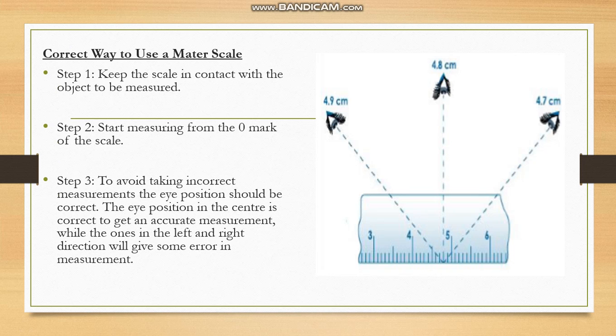What is the correct way to use a meter scale? Step 1: Keep the scale in contact with the object to be measured. Step 2: Start measuring from the zero mark of the scale. Step 3: To avoid incorrect measurements, the eye position should be correct. The eye position in the center gives a correct and accurate measurement, while viewing from the left or the right will give a wrong measurement and cause errors.